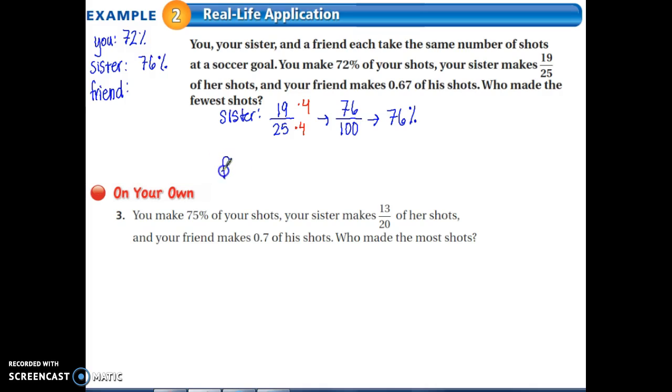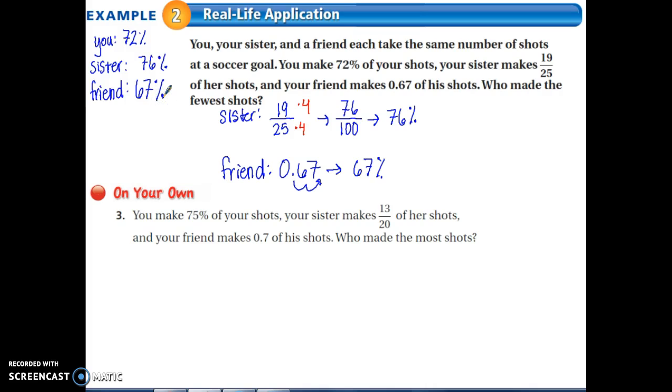Your friend. Your friend makes 0.67. This is a decimal. I want to turn it into a percent. So I pick up my decimal place and just move it 2 spots to the right. 1, 2. I end up with 67%. So your friend makes 67% of their shots.